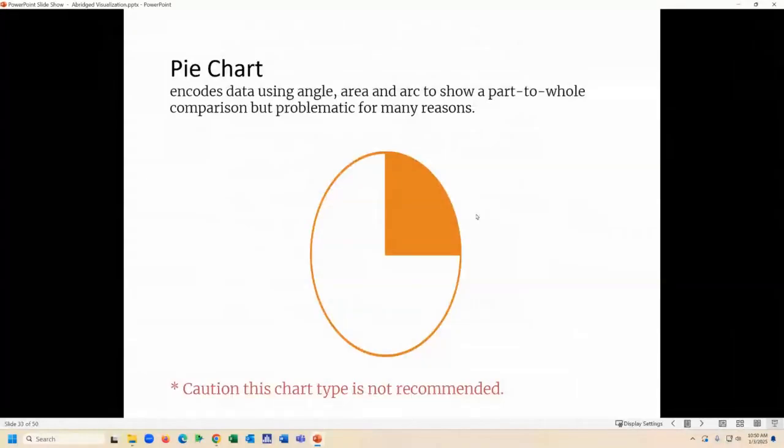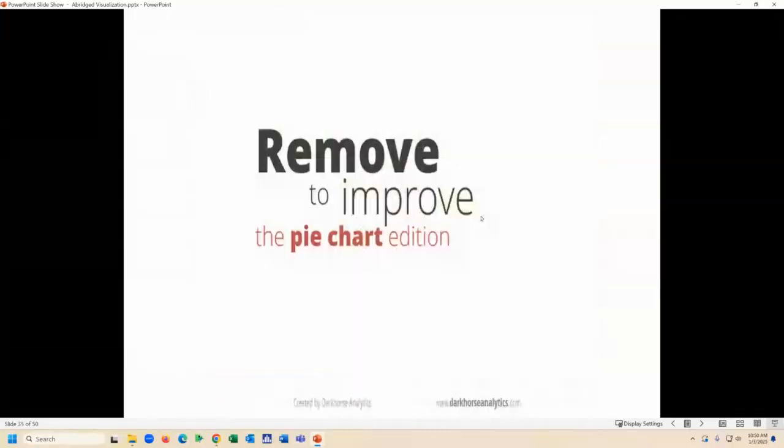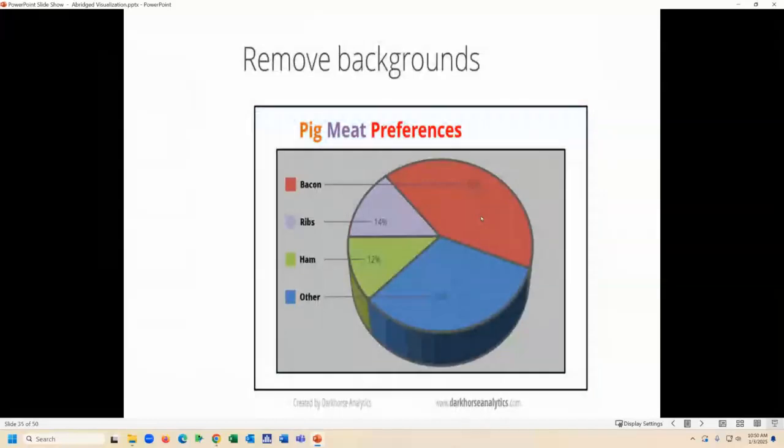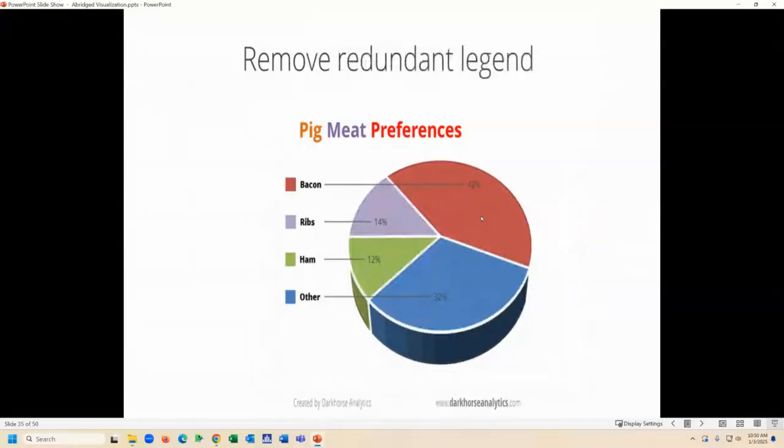So here's a typical pie chart. You'll notice the caution at the bottom here. I like this pie chart. I happen to like pie, and that's a good one. Here's a great presentation about pie charts. Notice how the adjustments are being made to improve the pie chart.